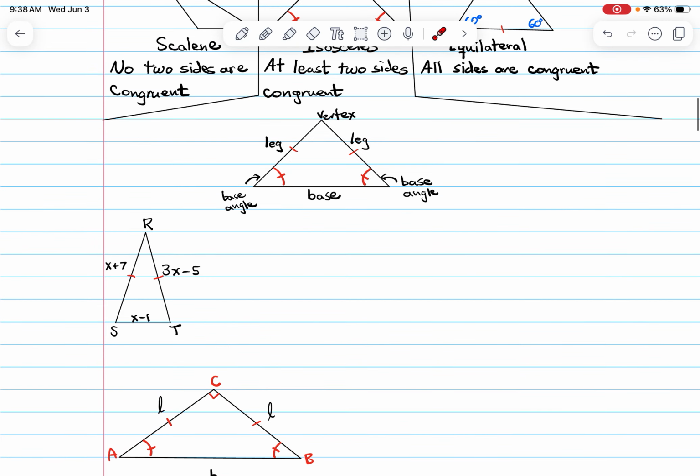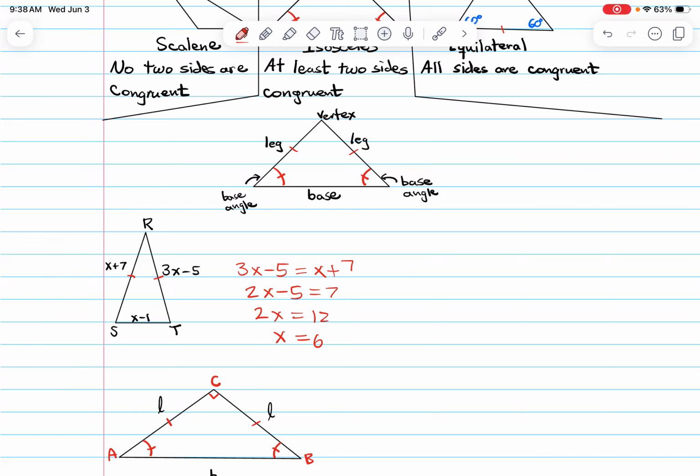Now, let's just study on this for just a second. Let's suppose that we have this isosceles triangle here, and we want to find x. Okay, so what we're going to do is say, well, it being isosceles, we've got 3x minus 5. That's got to equal x plus 7. And that means that 2x minus 5 equals 7, or 2x equals 12, or x equals 6.